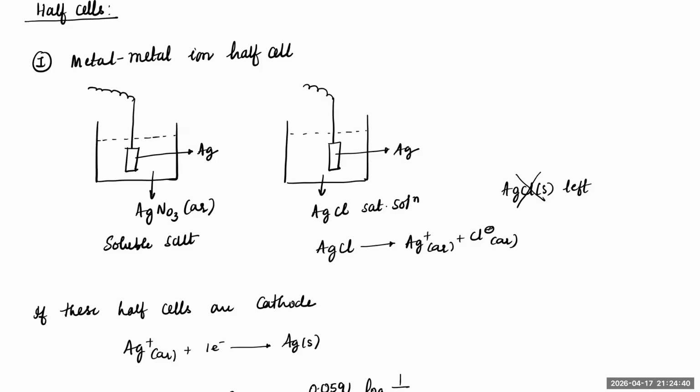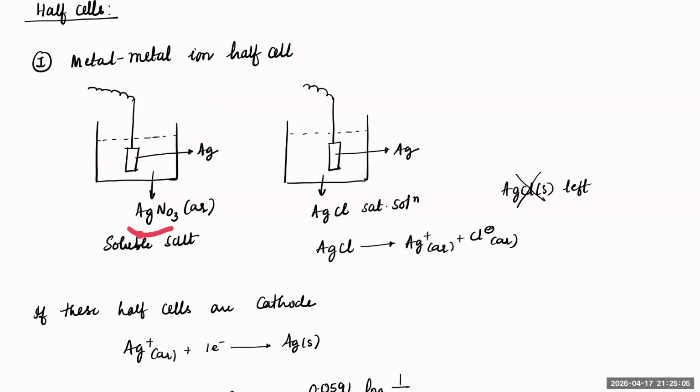It looks like only one part of it. So check out the half cells here. First one, starting with the metal ion half cell. Basically this is a metal, and inside the solution we have a metal ion, like silver dipped in AgNO3. This is called a metal half cell. Clear?